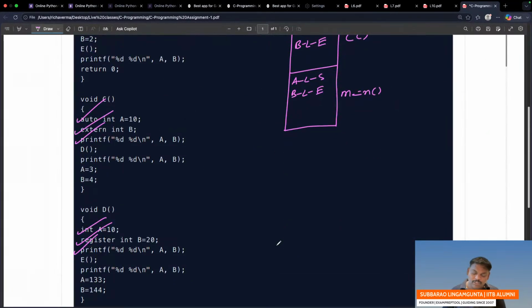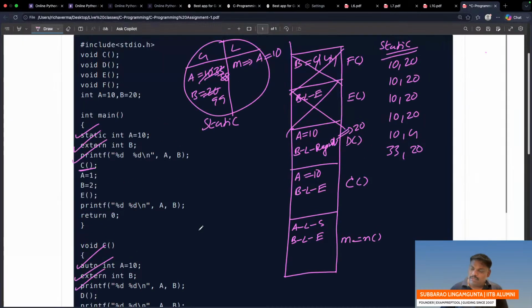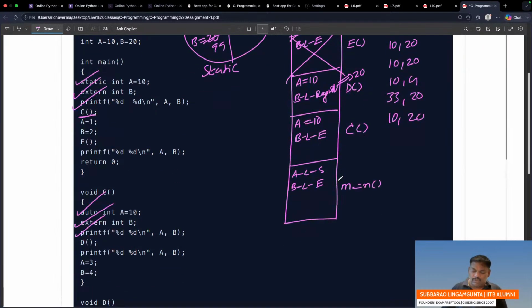In the D function, E is completed. Now see the printf A, B. Remember, A is a local variable. B is a register variable. Register means it is a local variable only, but for speed purposes one register is being used. So these two are not changed. In the D function, 10 20 will be printed. So that is also completed.